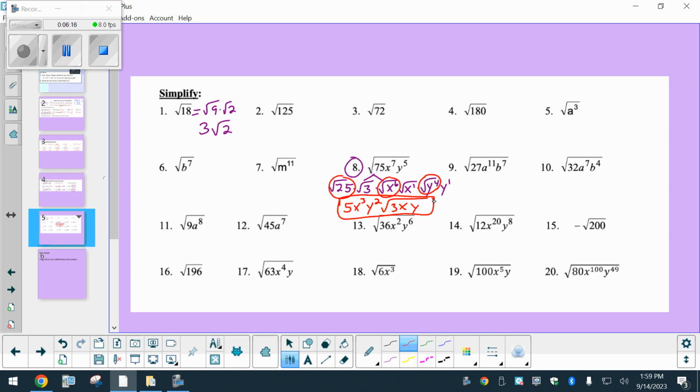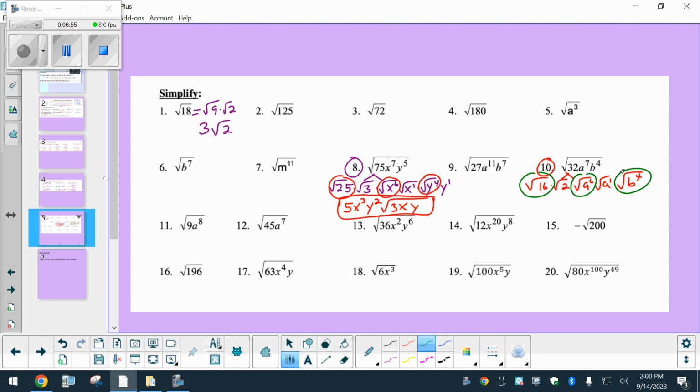All right, so let's try number 10, right? So square root of 32 should be 16 and 2, right? 6 times 2 is 12. Now the a has an odd exponent, so I want to break it up to an even and an odd, right? So 6 plus 1 is 7. The b, though, to the 4th, that's already even. So I'm going to leave it because I'm going to circle all our perfect squares.